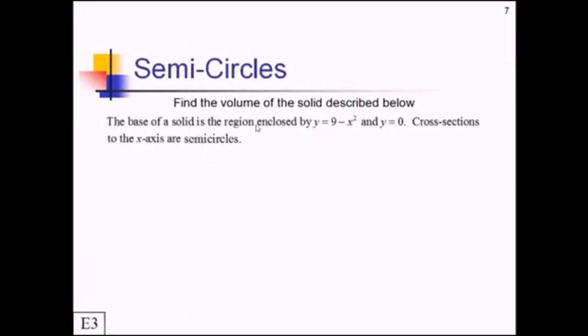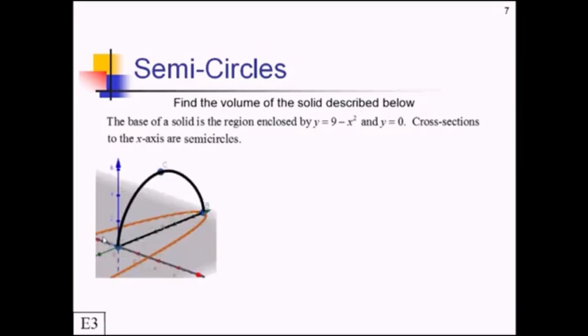This time, the base of a solid is enclosed by 9 minus x squared, so an upside down parabola, and essentially the x-axis. Just to make things a little different, cross sections this time are semicircles. So here's a 3D representation of this one if you like. So we have this upside down parabola. We have semicircles now coming out of the distance between the parabola and the x-axis. Pause the video and find the volume for this.